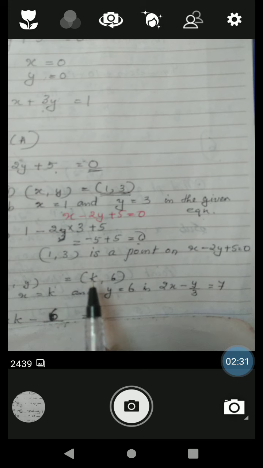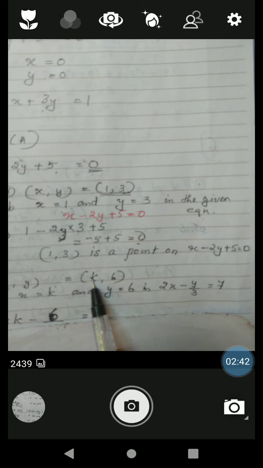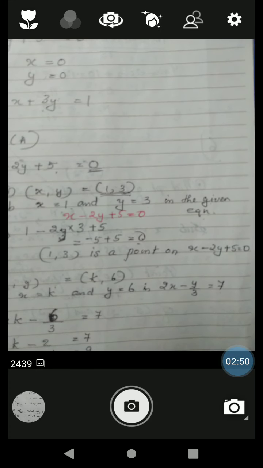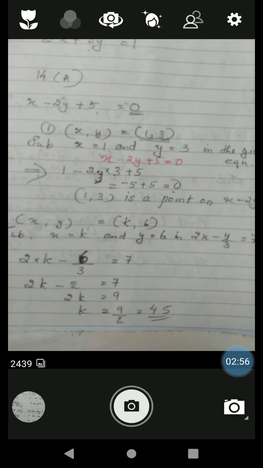And it is given that (k, 6) is a point on this line. So you just substitute x = k, that is the x coordinate, 6 is the y coordinate. Substitute x = k and y = 6 in this equation and you can find k. You can see the steps. 2k - 6/3 = 7. 6/3 is 2. Now transpose that minus 2 to the other side. It becomes 2k = 9. Therefore k = 9/2. That is 4.5.